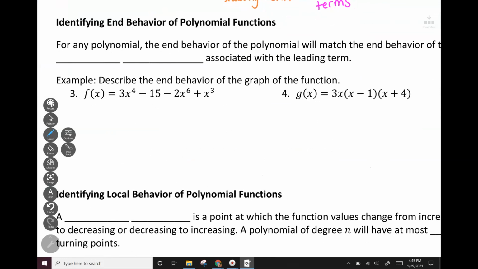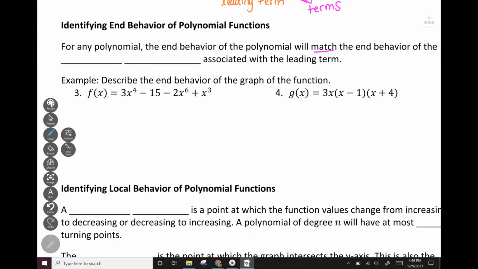All right, let's talk about the end behavior of polynomial functions. We talked about the end behavior of power functions in the last video. Now we're talking about the end behavior of polynomial functions. So for any polynomial, the end behavior of the polynomial will match the end behavior of the power function associated with the leading term. And that, of course, is when the polynomial is already in standard form.